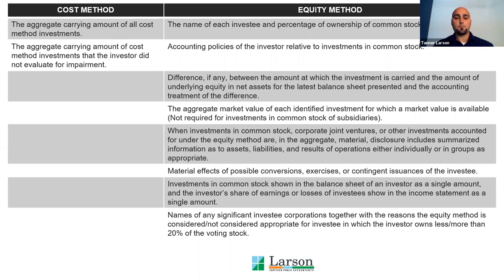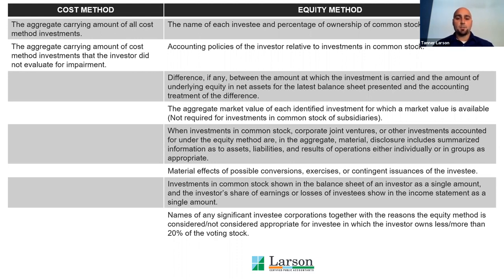When investments in common stock, corporate joint ventures, or other investments accounted for under the equity method are in the aggregate material, disclosure includes summarized information as to assets, liability, and results of operations, either individually or in groups as appropriate. And then you need to disclose material effects of possible conversions, exercises, or contingent issuances of the investee. If the investee plans to issue more stock, you need to disclose what effect that has on your percentage, and if that changes, what kind of method you're going to be using going forward.